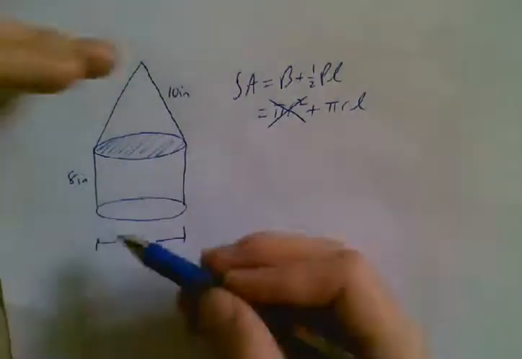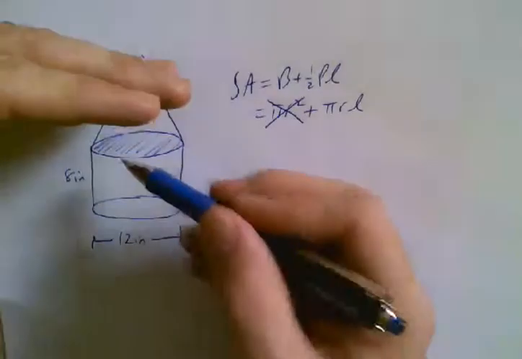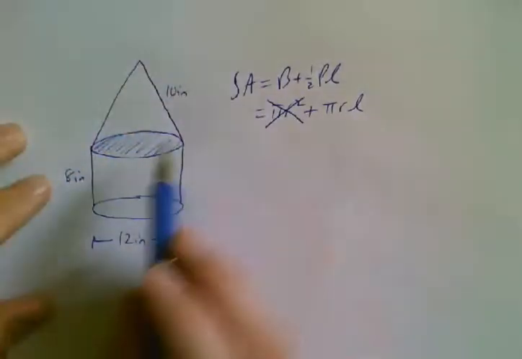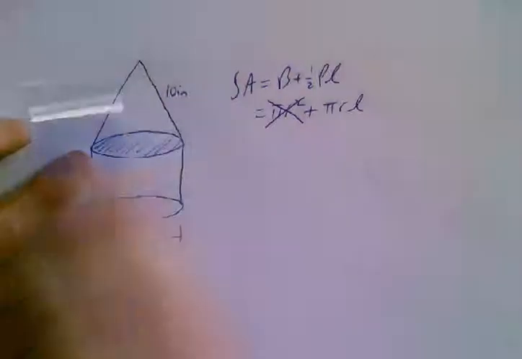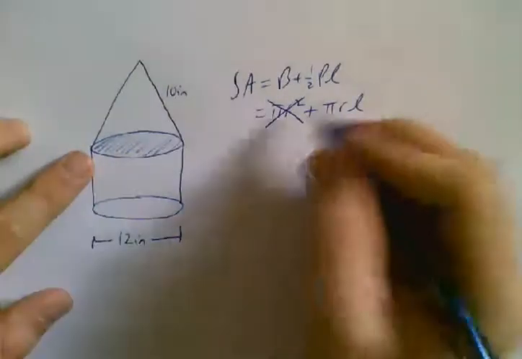It's not showing is the better way to put it. Okay? This part right here is not showing. That is not a part that needs to be wrapped. It's already inside. So I'm not going to use that.